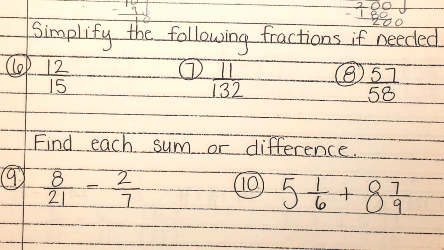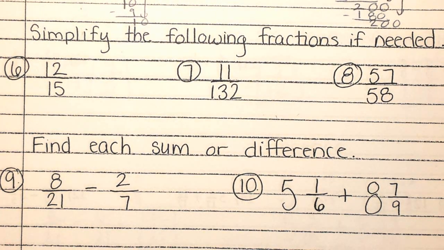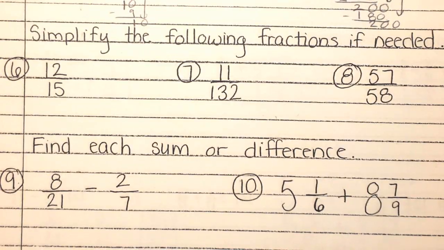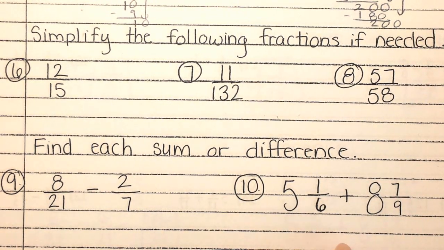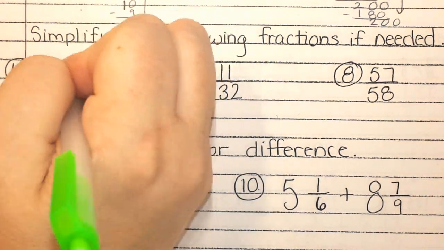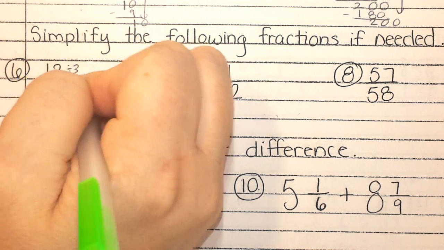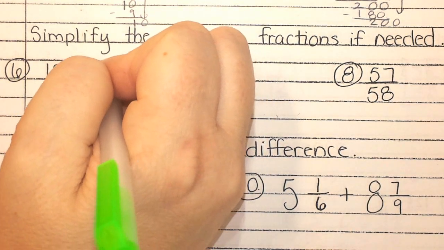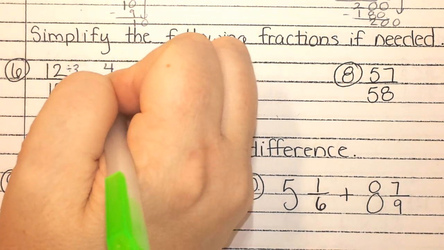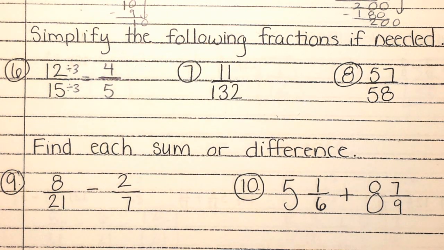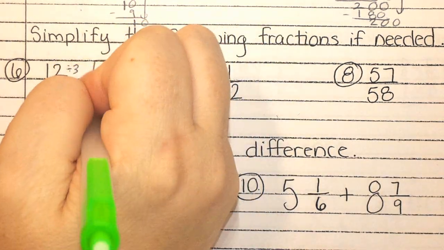Simplifying. Now if you'll think back to last Monday, we did a simplifying worksheet that was kind of crazy. The numbers were really big. These are the type of numbers that will be on the test to simplify, so it should be a little bit better. All right, Connor, what can I use to simplify number 6? 3. So I'm going to divide both of them by 3. 12 divided by 3 is 4. 15 divided by 3 is 5. Can I simplify that anymore? No, that's my answer.